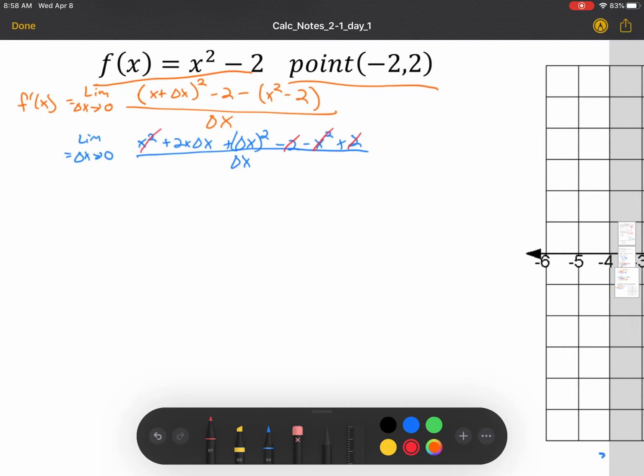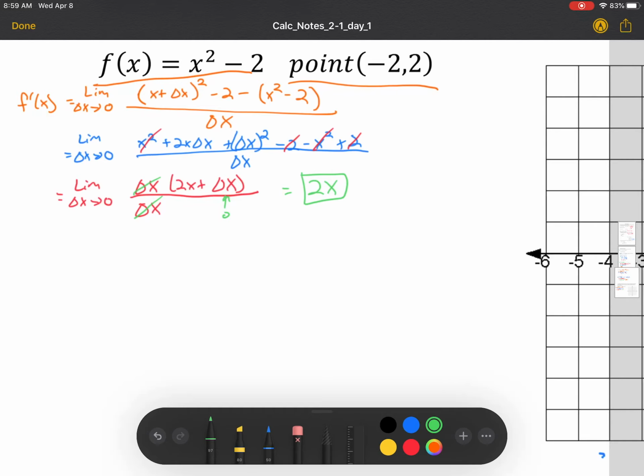All right, we can start canceling some of our stuff out. I see those 2s, I see those x squareds leaving us. So our next line, limit as delta x goes to 0 of delta x times 2x plus delta x, all over delta x. Cancel them out, and now we can start plugging in our stuff. We plug in 0, and we're left with 2x.